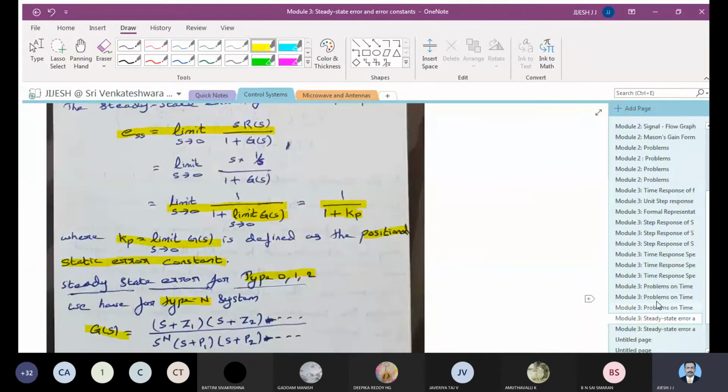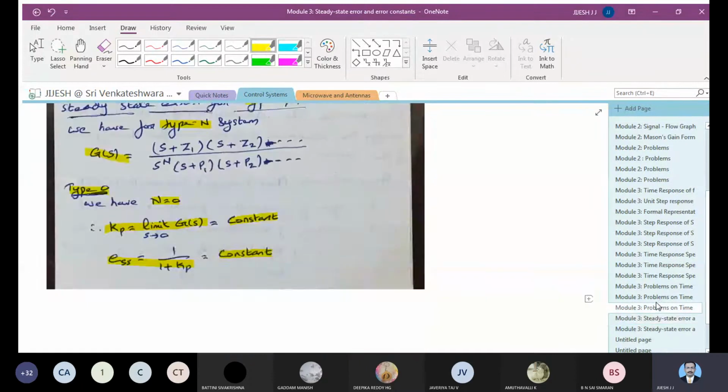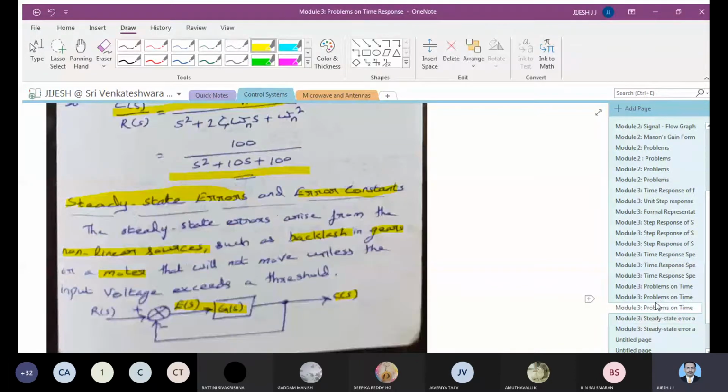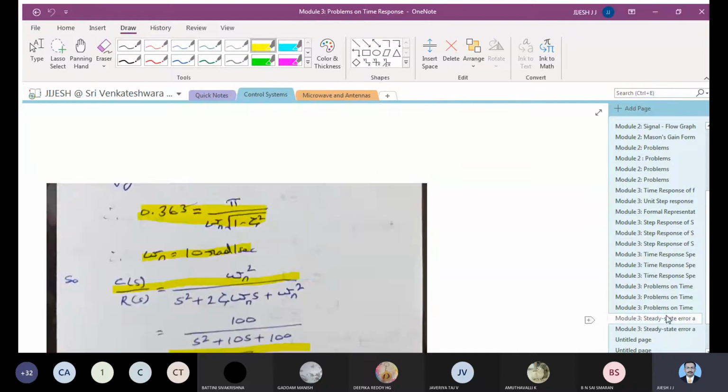Just for you to come to the track, I will go back and recap what we have studied in the previous class, because you need to revise these things at every interval of time. So steady state error and error constants is what we are discussing. We are taking up a first order system, and we are going ahead with finding the equations for that.